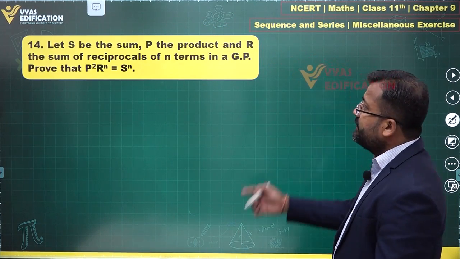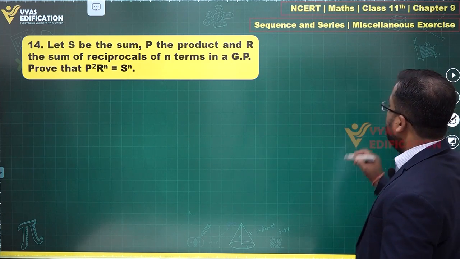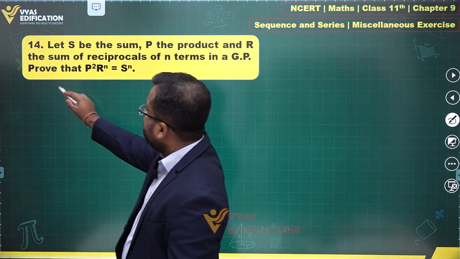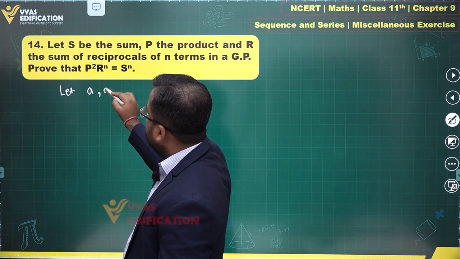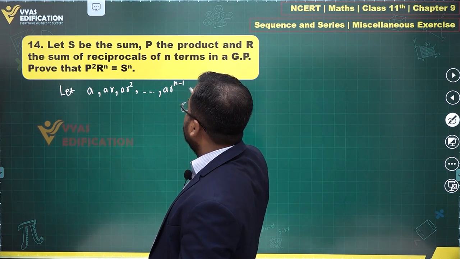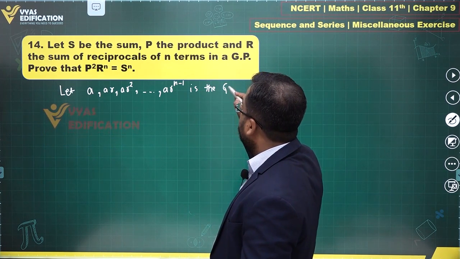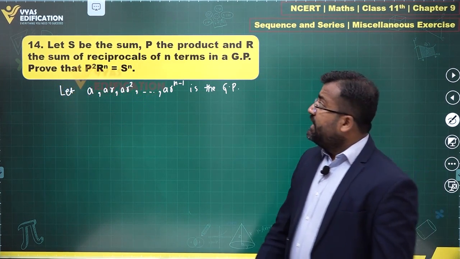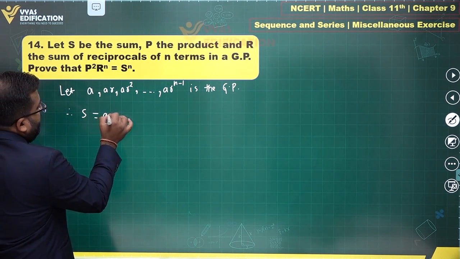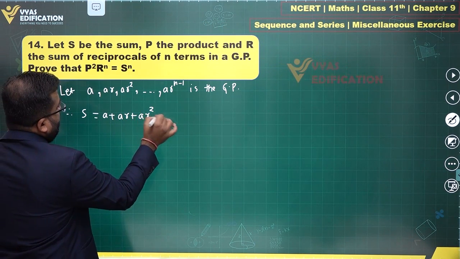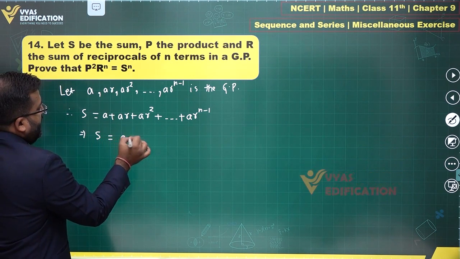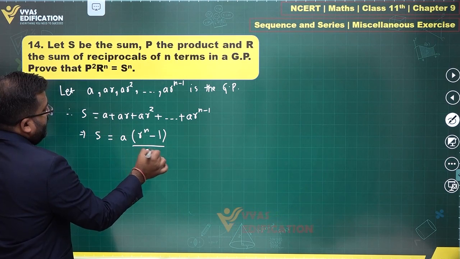Question number 14 says, let S be the sum, P the product, and R the sum of reciprocals of n terms of a GP. A, AR, AR square, dot, dot, dot, AR power n minus 1 is the GP. Let this be the GP. Then S is the sum of this GP. Therefore, S is equal to A plus AR plus AR square plus dot, dot, dot, AR power n minus 1, which implies S is equal to A times R power n minus 1 upon R minus 1.